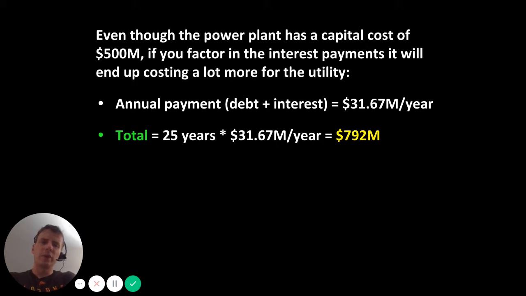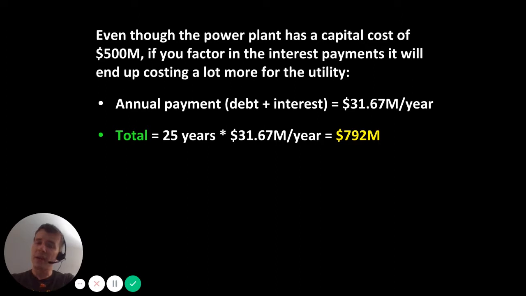So another really important point to drive home here is that even though the power plant has a capital cost of $500 million, if you factor in the interest payments that it makes over the lifetime of the power plant and the loan, so 25 years, it will end up costing a lot more than that $500 million for the utility. Remember, the annual payment it makes, which is both debt and interest, is on the order of $32 million per year, or to be precise, $31.67 million per year.